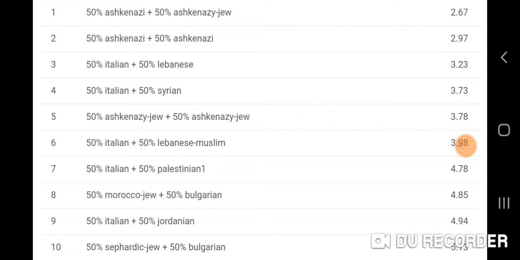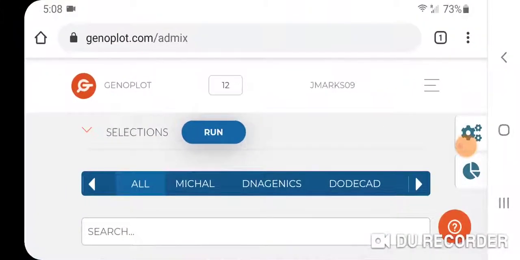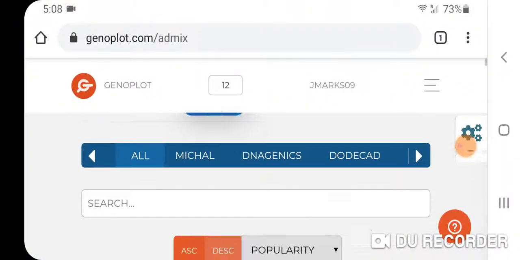Number seven, Italian plus Palestinian. Number eight, Moroccan Jew plus Bulgarian. Number nine, 50% Italian plus 50% Jordanian. And number ten, Sephardic Jew and Bulgarian. And so that's just one example I want to show you, but here's the admixture calculator site.